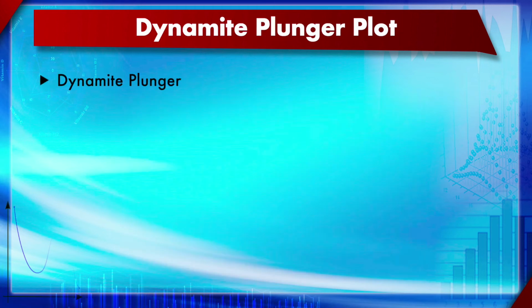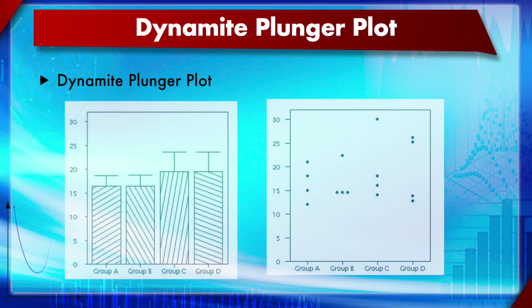Another interesting plot is known as the dynamite plunger plot. It looks like dynamite in a cartoon, if you have read some cartoons. It is like a bar with an error bar on the top. The error bar is coming out only in one direction, only on the top. It also looks like a plunger, basically the French press for home brewing coffee. You press that, so it looks like a plunger. That is why it is called the dynamite plunger plot.